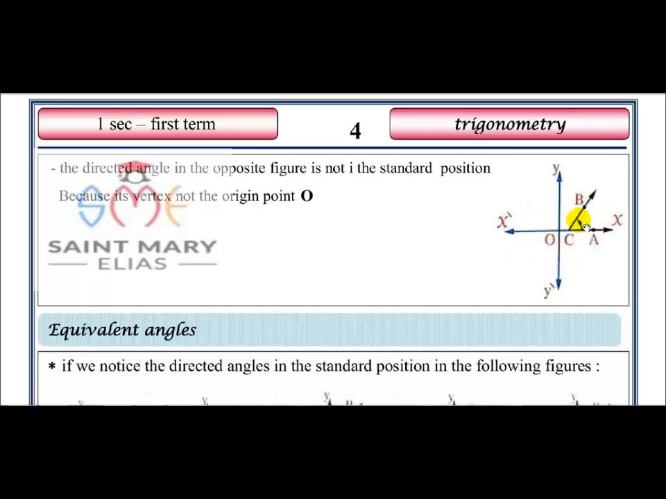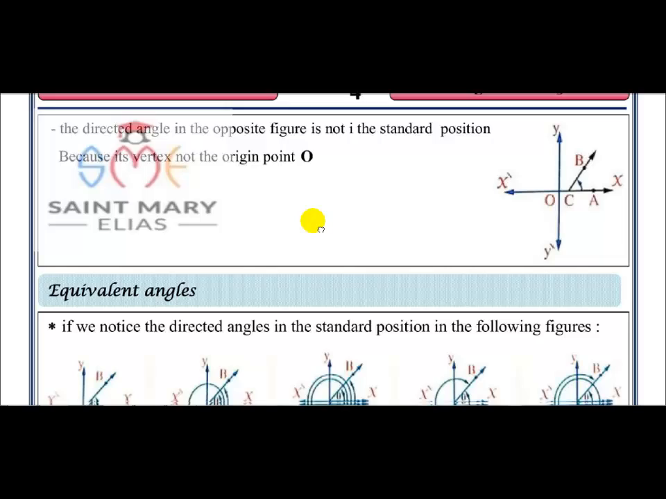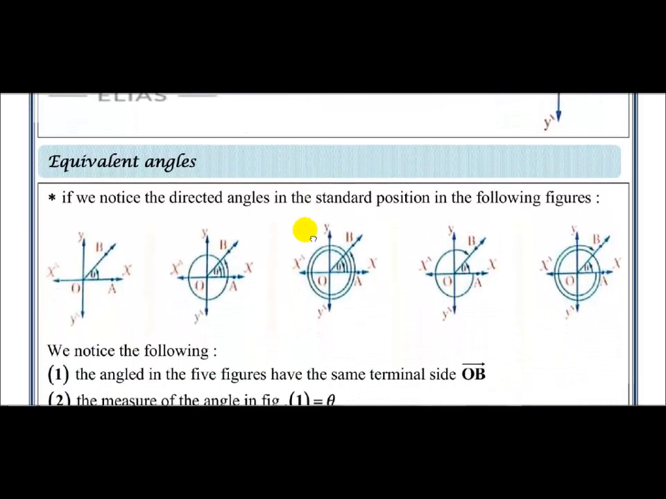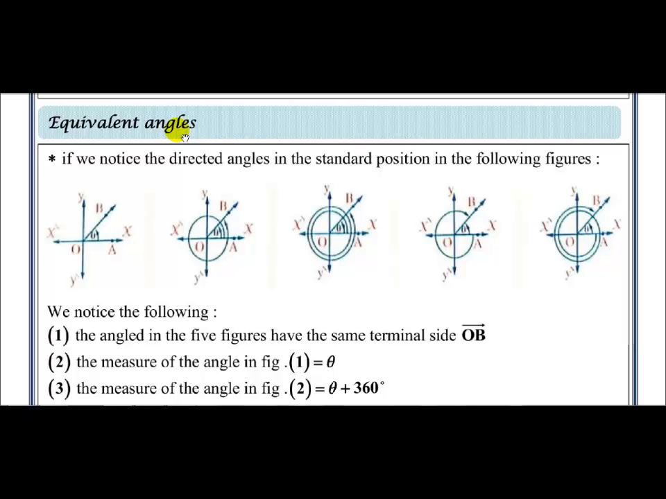Do you see my directed angle here? This is the initial. This initial lies on the positive direction of the x-axis, but the vertex is not the origin point, so this directed angle is not in the standard position. The directed angle in the opposite figure is not in the standard position because its vertex is not the origin point O.